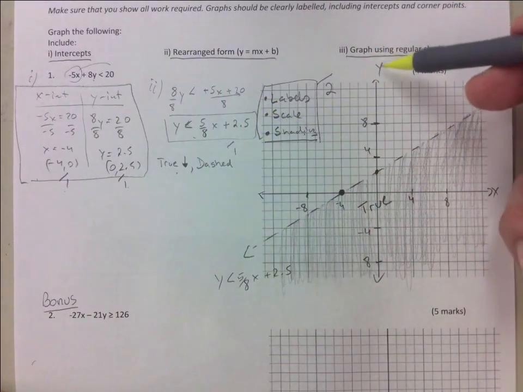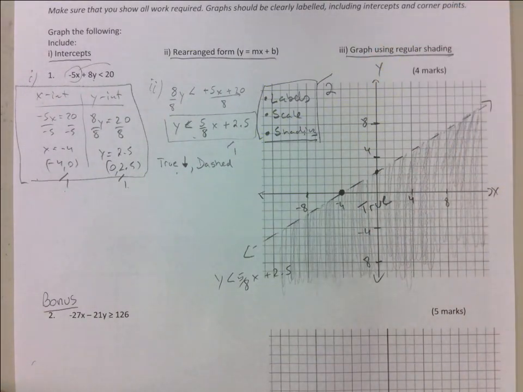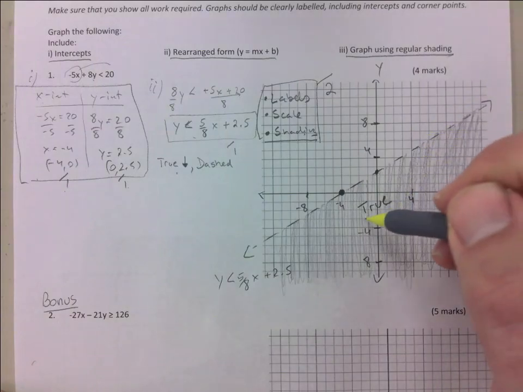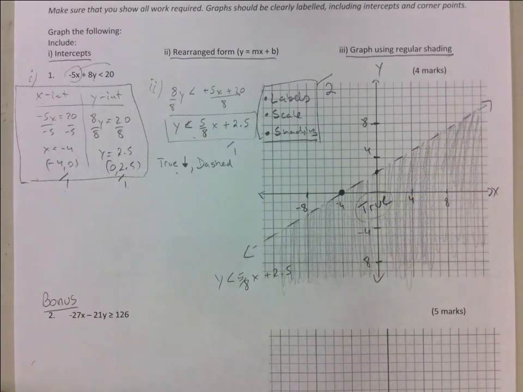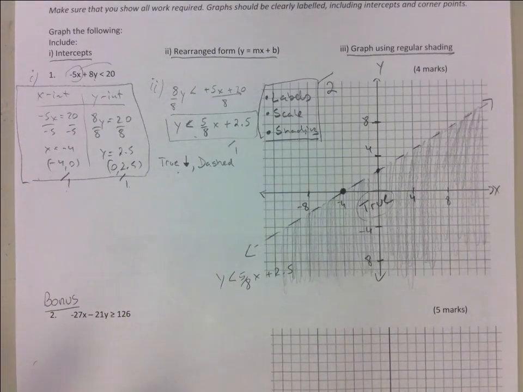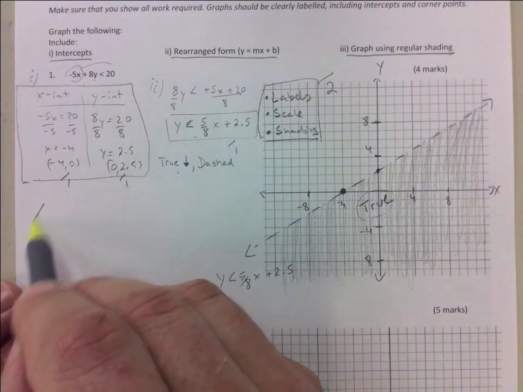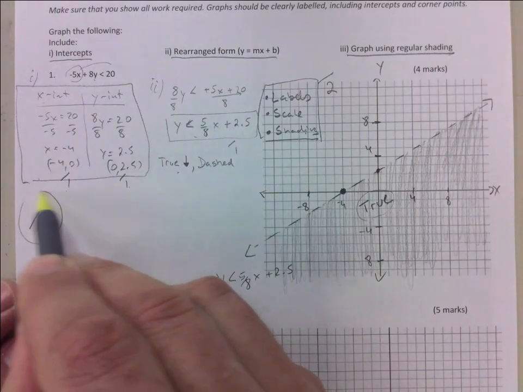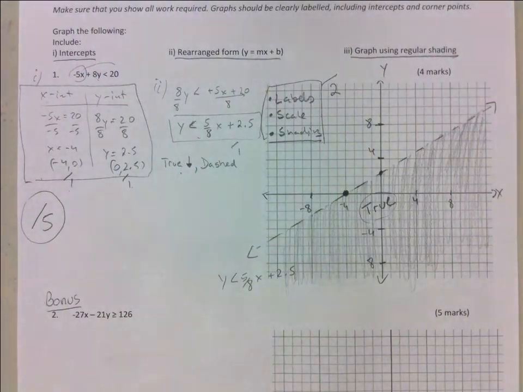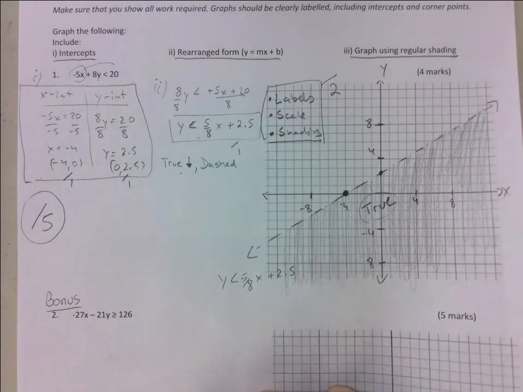So I would say if you forgot to label, take off half. If you didn't shade, I would go -1. Like if you're not shading at all, you don't tell me where the true region is, I would say -1. So question 1 in total is 5, okay? 5 marks associated with the first one. I'm going to skip the bonus for now. Let's go to the back side.